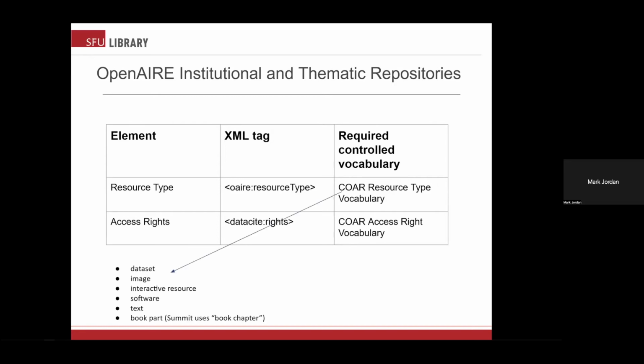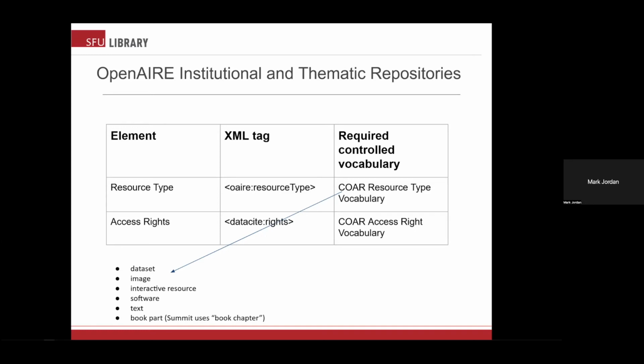So one example of where this is problematic is for the resource type that they require. We have our own resource type vocabulary that lines up pretty much with it, except here's one example where it doesn't line up. It's actually different, where the core resource type vocabulary uses the term book part. SFU Summit uses book chapter.